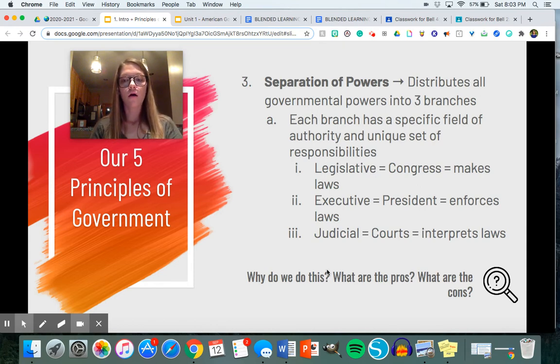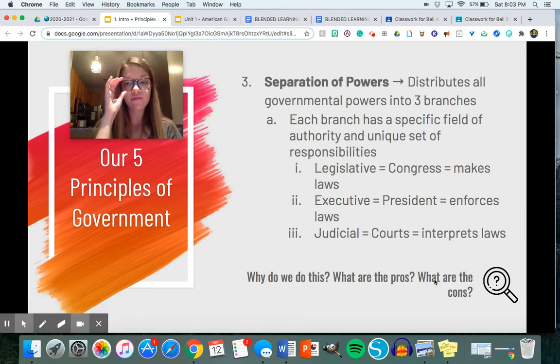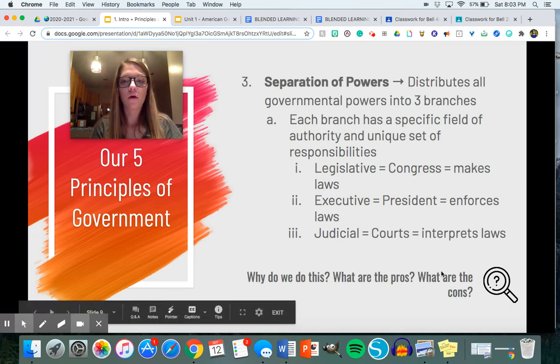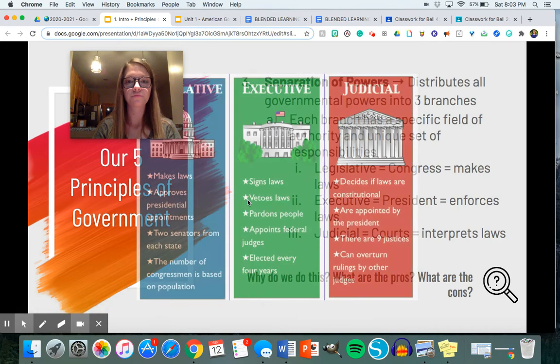Each branch has a certain set of responsibilities. What are the cons? What are the negatives? This does slow down the process a little bit, right? When you have to go through three different branches of government to have a working system, things can take a while. Things take a little bit longer. Action is not as immediate. So just some thoughts for you to jot down if you didn't have those on your question.